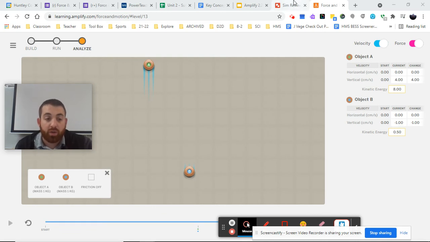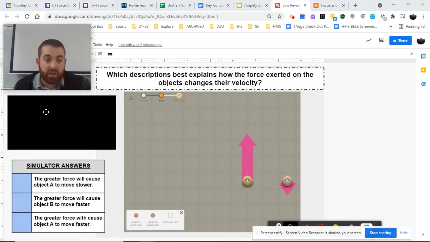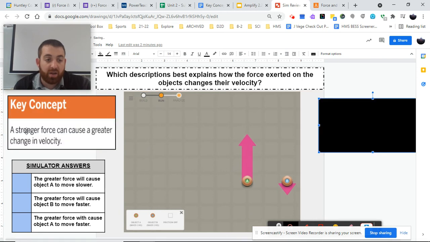So if we're looking at our answers here and thinking about our key concepts, we know that a stronger force can cause a greater change in velocity. So knowing that, the greater force will cause object A to move slower. That doesn't make sense. A stronger force means a greater velocity. The greater force will cause object B to move faster. Well, object B does not have the greater force. A has the larger force, as we saw.